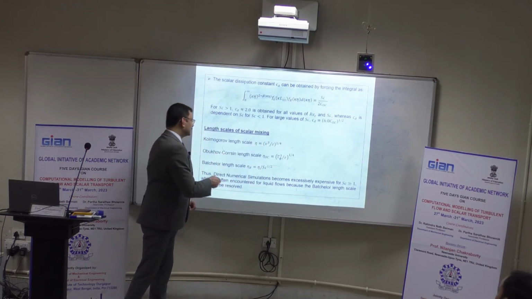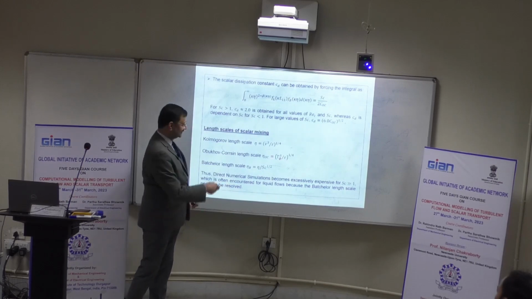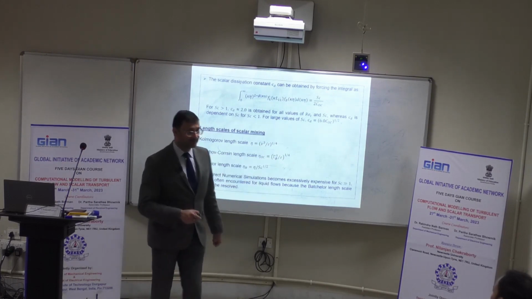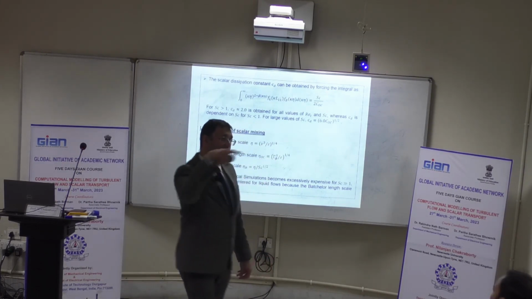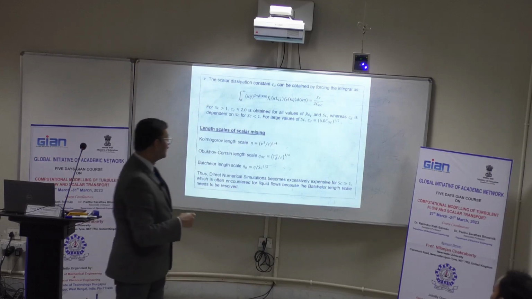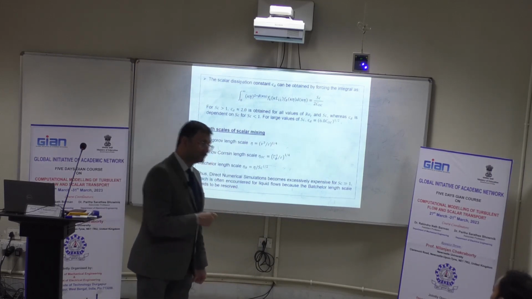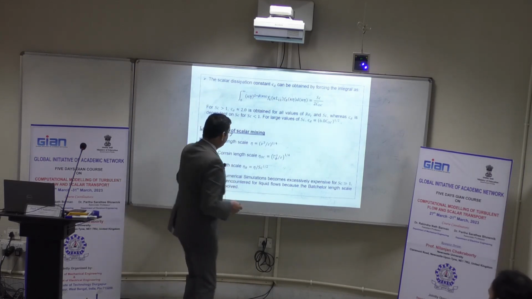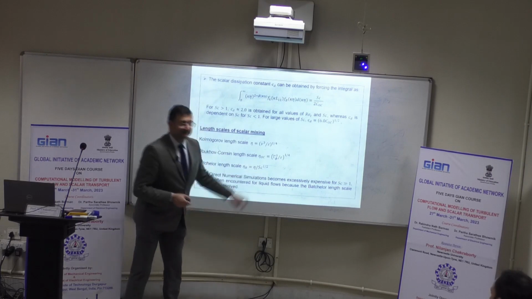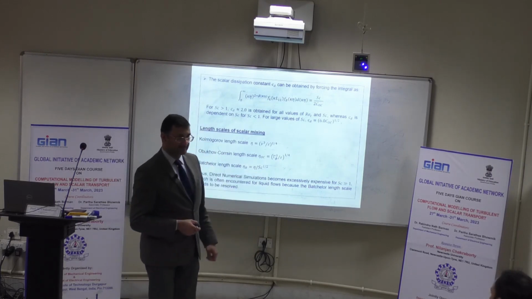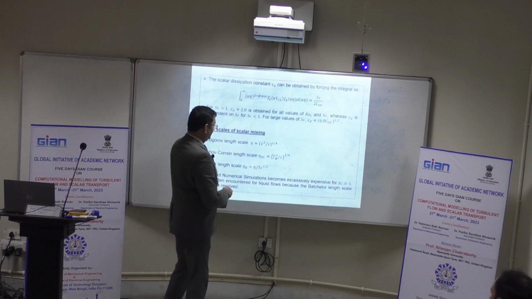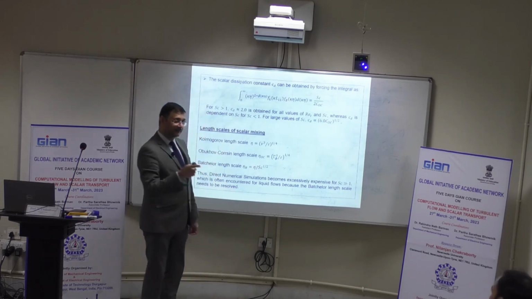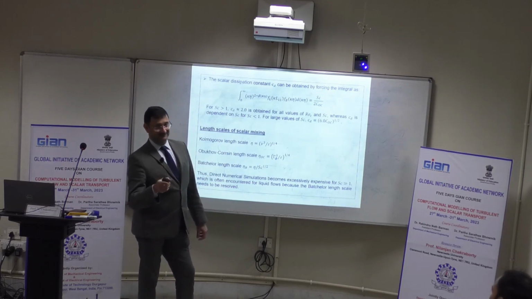This is the Obukhov-Corrsin length scale. Similar, the only thing is instead of kinematic viscosity, I'm changing to diffusivity. This is where the spectral roll-off occurs for Schmidt number less than 1. Okay? This is the Batchelor length scale. And as I told, this is where the roll-off occurs when Schmidt number greater than 1.